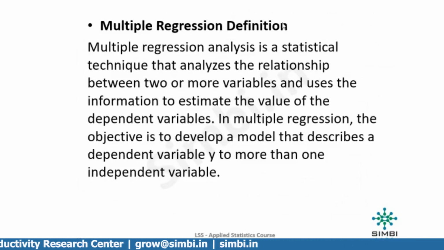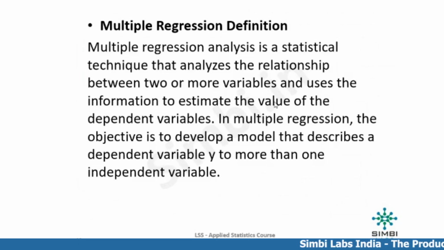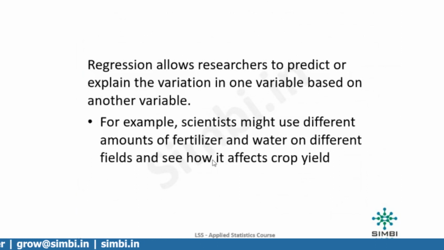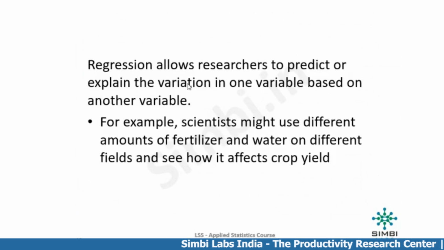Next, the definition of multiple regression, or multiple linear regression. It is a technique that analyzes the relationship between two or more variables and uses that information to estimate the value of the dependent variable. The objective is to develop a model that describes the dependent variable y with more than one independent variable. This regression allows researchers to predict or explain the variation in one variable based on the other variables. This is very helpful for the researcher to predict and explain.